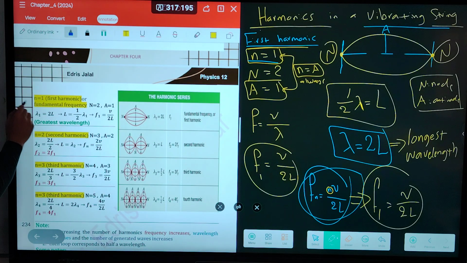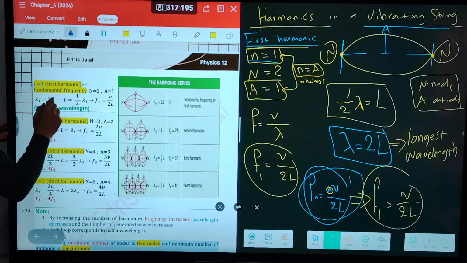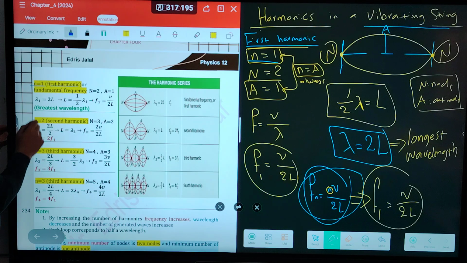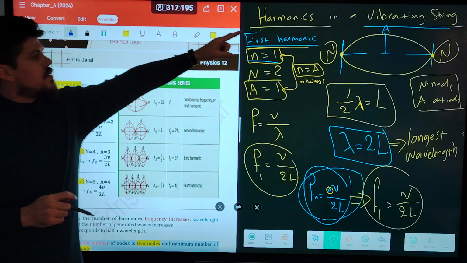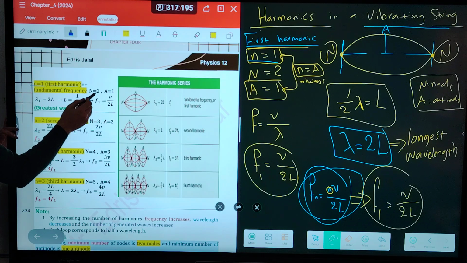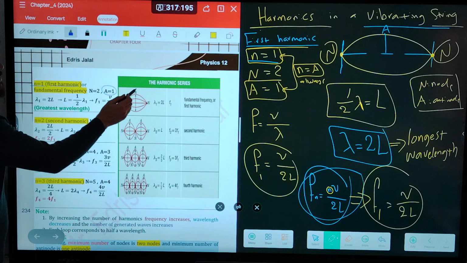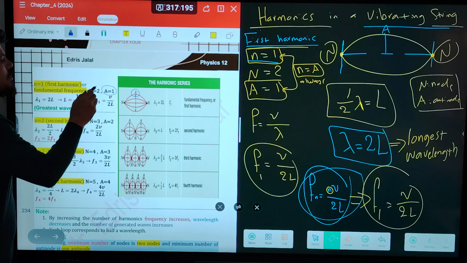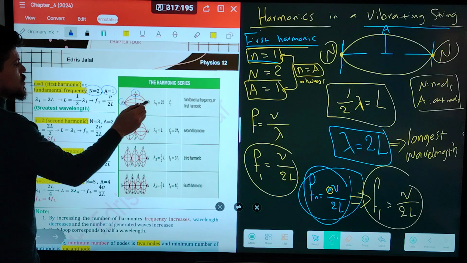Guys, for the first harmonic, n is equal to what? 1. In the first harmonic or fundamental frequency for the vibrating string, how many antinodes do we have? We have only one antinode. How many nodes do we have? We have 2 nodes.